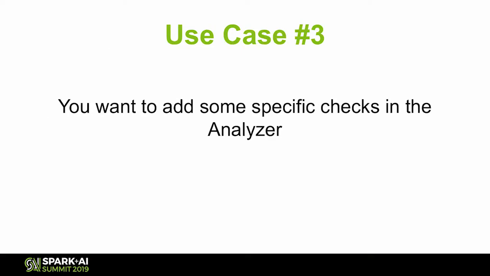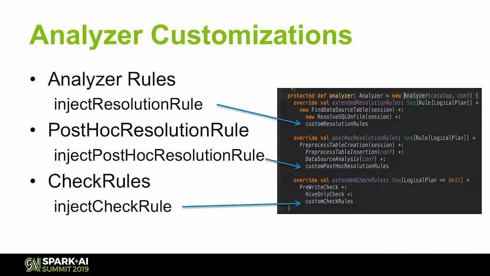The next use case I want to talk about is to add some specific checks in the analyzer. For this, again, it was our RI use case. We had some new DDL, and then we had some logical plan nodes that we wanted to then do some checks on in the analyzer. In the analyzer, there are three customizations that you can do. There are the analyzer rules, for which you would use the inject resolution rule. To add any post-hoc resolution rule, you would use the inject post-hoc resolution rule. And to do any check rules, you would use the inject check rule.